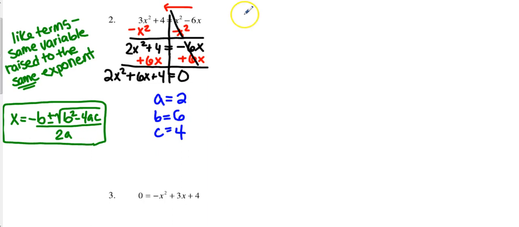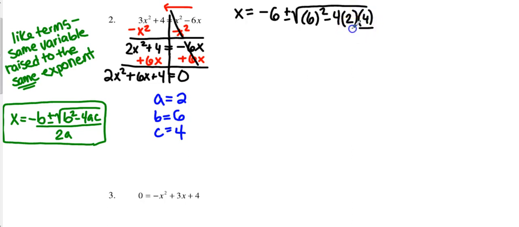I can use it. So I'm going to set up x equals, and the setup step is the most important. If I write this first step correctly, I'm much more likely to get this right. So we'll be very careful, we'll take our time. Negative b, so that'll be negative 6 plus or minus the square root b squared. What's b? b is 6, so 6 squared minus 4ac, all divided by 2a.